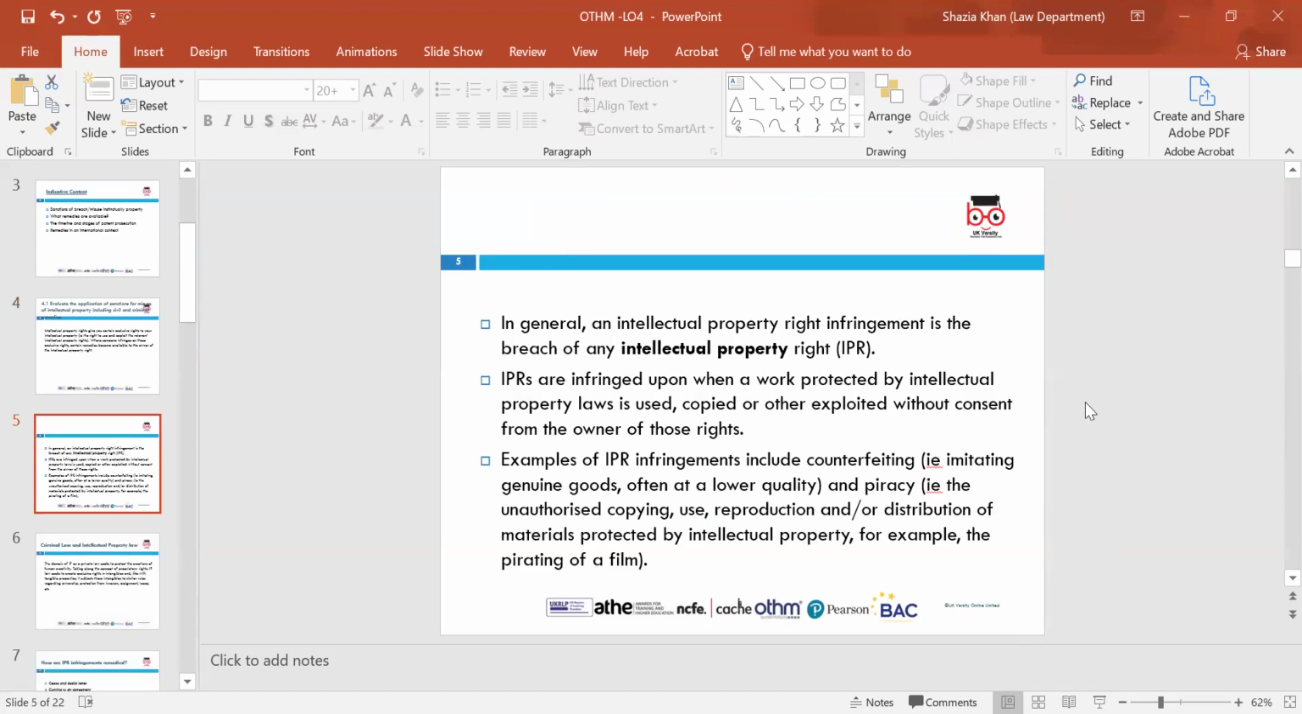So in general, an intellectual property right infringement is a breach of an intellectual property right, which is IPR. IPRs are infringed upon when a work protected by intellectual property law is used, copied, or exploited without consent from the owner. As we mentioned, it's work that's been exploited without any sort of consent from the owner.